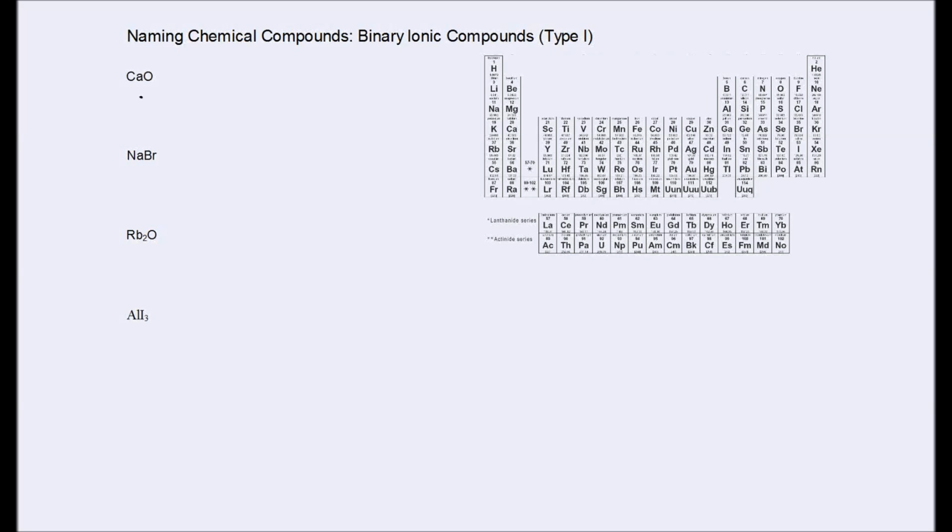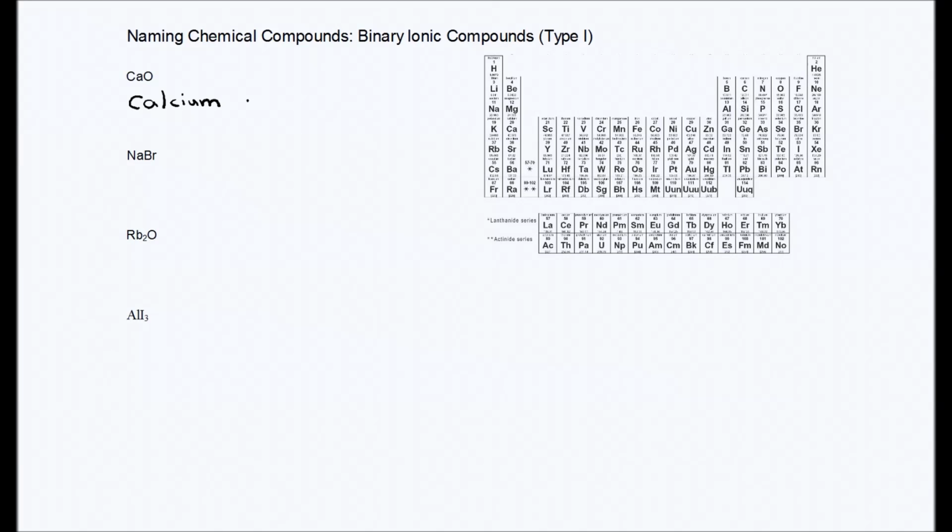Zinc, which has a +2 charge in ionic compounds. And silver, which has a +1 charge in ionic compounds. So these are the type 1 metals. To name these compounds, it's a very simple matter of first naming the metal. So in this case, Ca is calcium. So first we name the calcium.